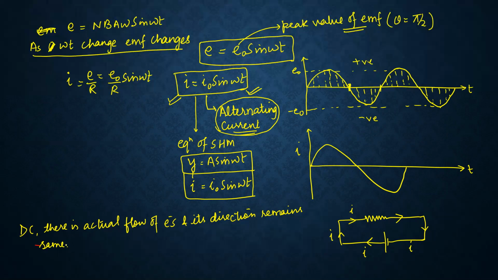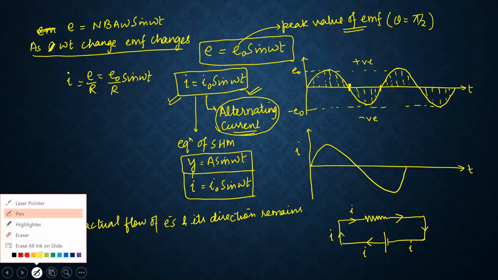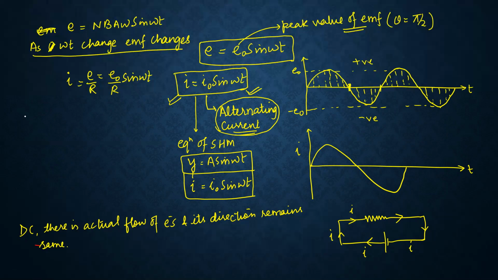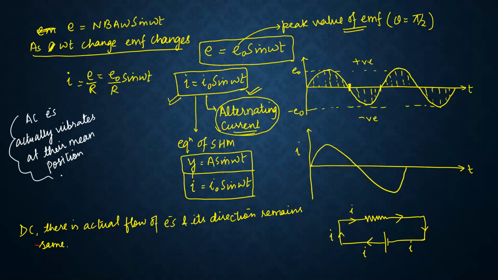Most important thing in DC: sir, you are saying that there is an actual flow of electrons, then what will happen in AC? If I talk about AC, the most important part in AC is that electrons actually vibrate at their mean position. इलेक्ट्रॉन क्या करेंगे? वाइब्रेट कर रहे हैं. They never move. They just vibrate at their mean position.